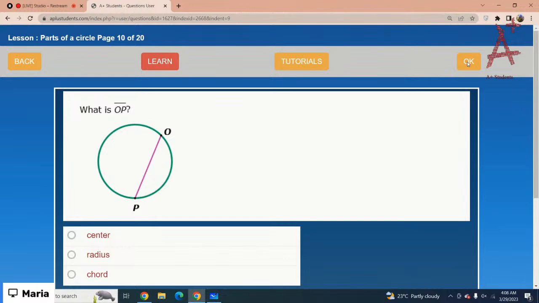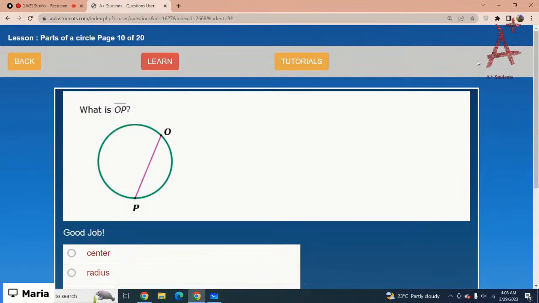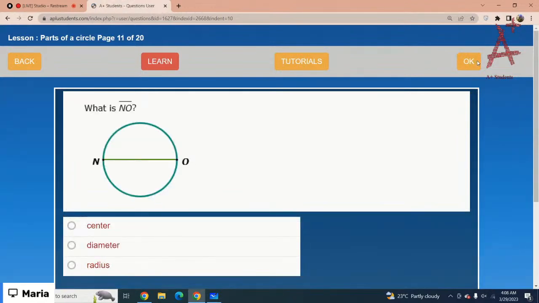Yes, OP is the chord. What is NO? Center, diameter, radius, which is the correct option? It is the diameter. Got it? The line is touching the circle at two points and passing through the center. That would be the diameter.